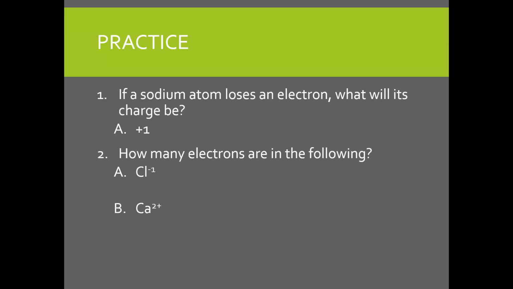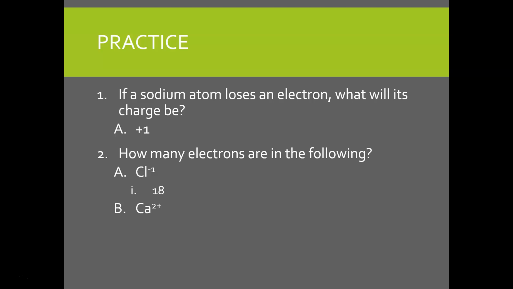All right, let's look here. Number 2 asks us how many electrons are in the following. And we have Cl-1 and Ca2+. So that number tells us the charge that it has, that this chlorine has a -1 charge and this calcium has a 2+ charge. So a -1 means that chlorine gained an electron because electrons have a negative charge. So you go on the periodic table and you find that chlorine normally has 17 electrons, but if it gained 1, that means it's going to have 18.